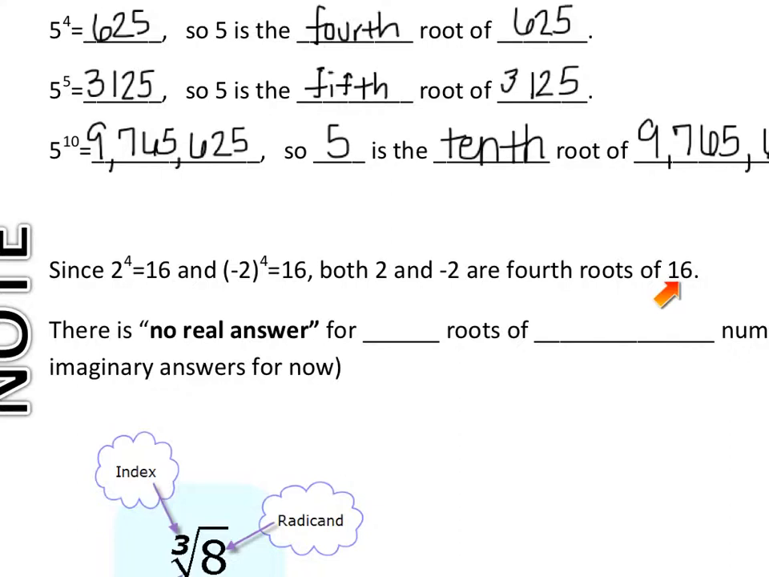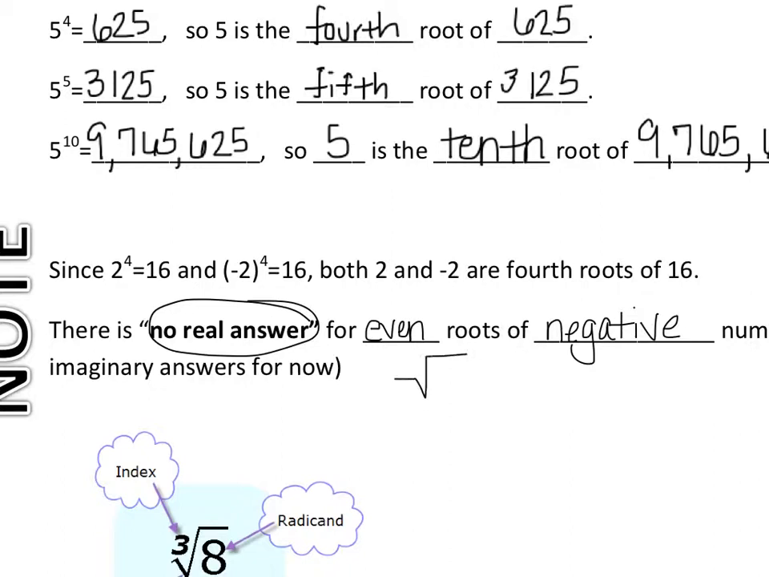Now this next part you're going to definitely use on your homework. There's no real answer for even roots of negative numbers. No real answer. That would be what you write down on your paper. For example, 4th root of -100. That would be no real answer, because it's an even root of a negative number.